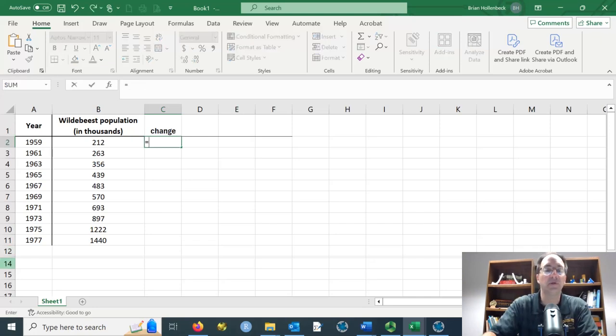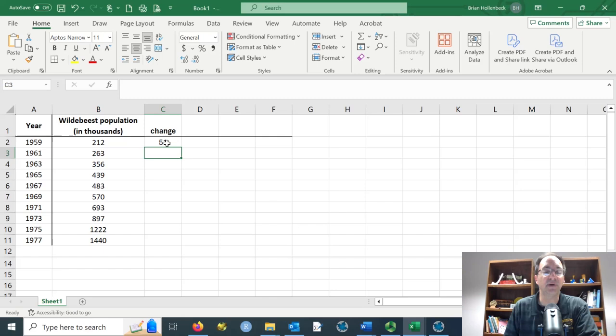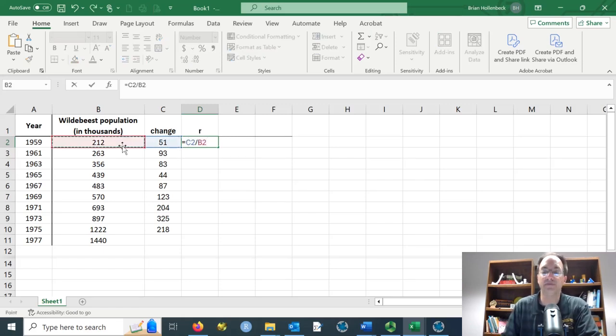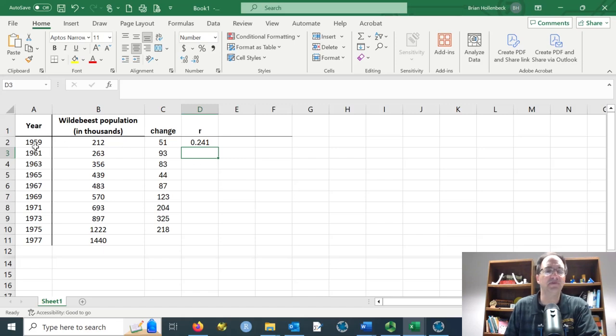group of years. So in other words, change is always the future minus the present. So the future population minus the present population means that in 1959, we were expecting a change of 51,000 wildebeest. And then we continue that on for the rest of the data points. And so if we want an estimate for R, then as you recall, it's just the ratio of that change divided by the current population. And so for this particular time period, that growth rate is 24%.